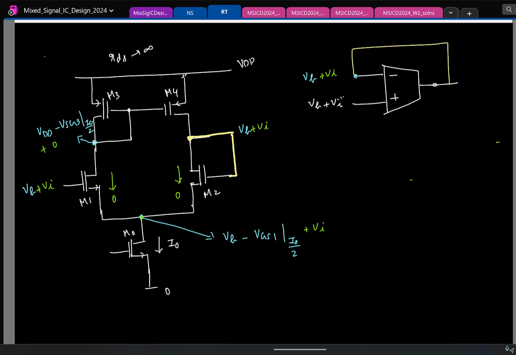So let me erase this. So I'll just say it's right. So what is the only thing you need to worry about now? Whether it can go to triode region or not. So let's quickly do that. So how many transistors we have here? 5 transistors. We look for all 5 transistors.